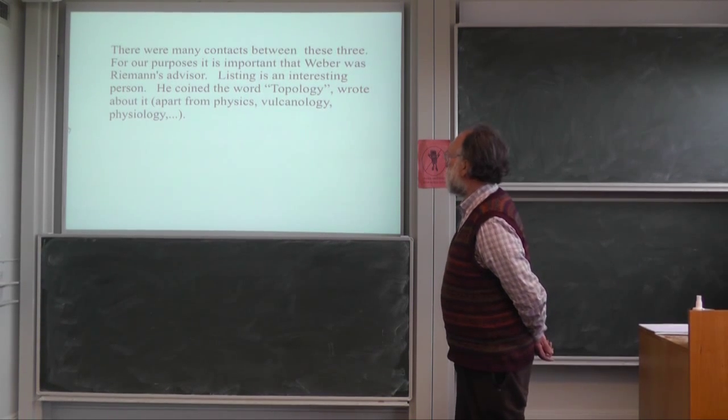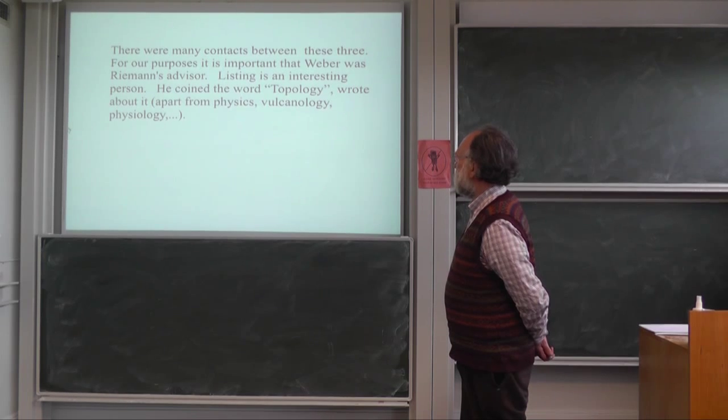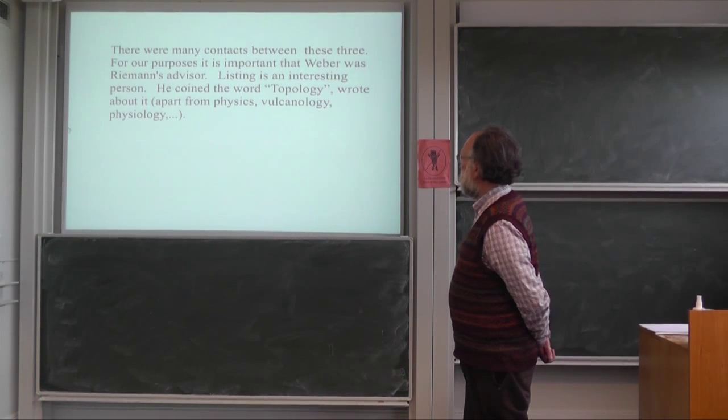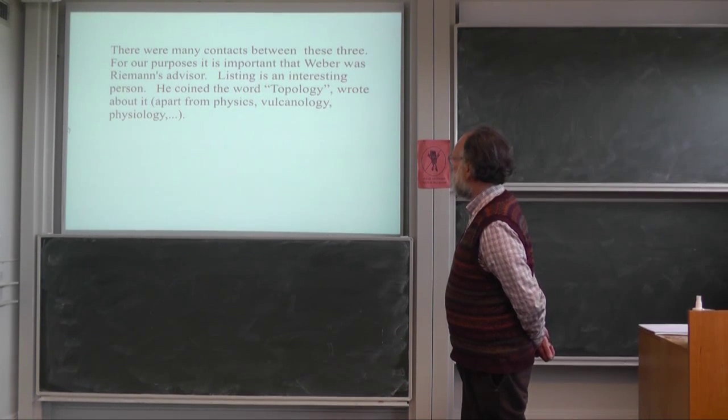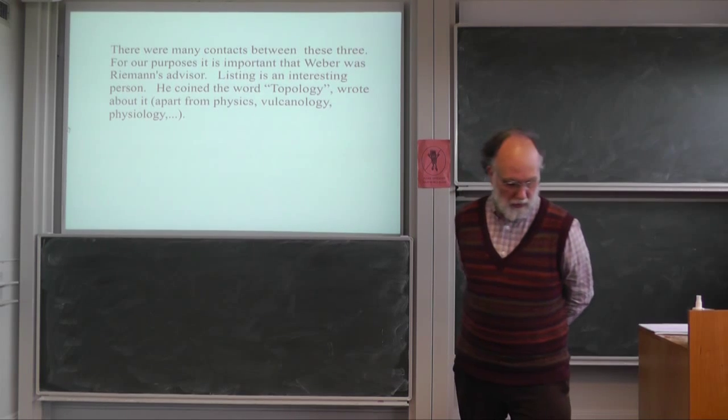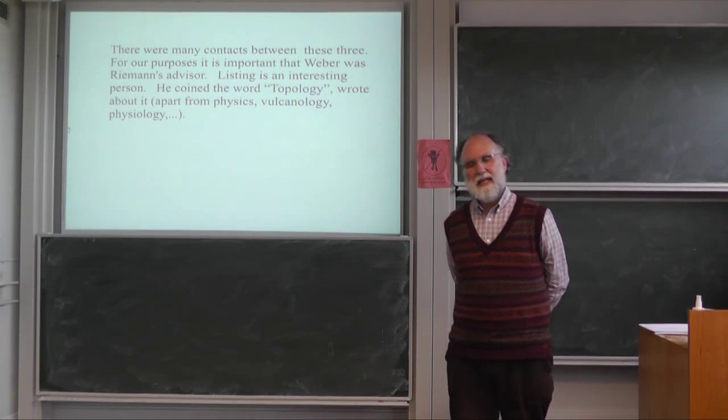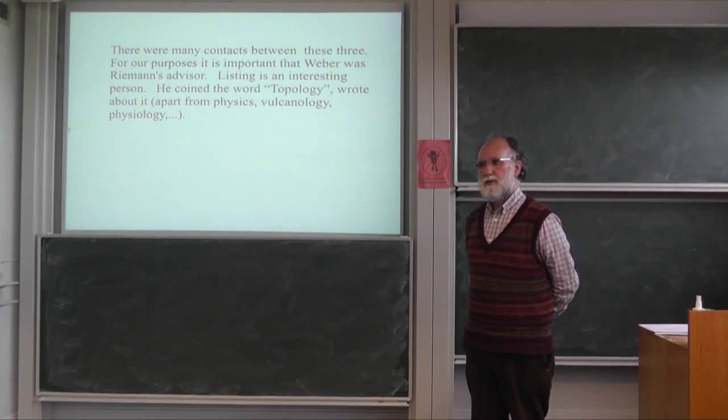Listing, in fact, took over Weber's work at this point, and he wrote a book in 1847, Vorstudien zur Topologie, in which the word topologie, topology, turns up for the first time.